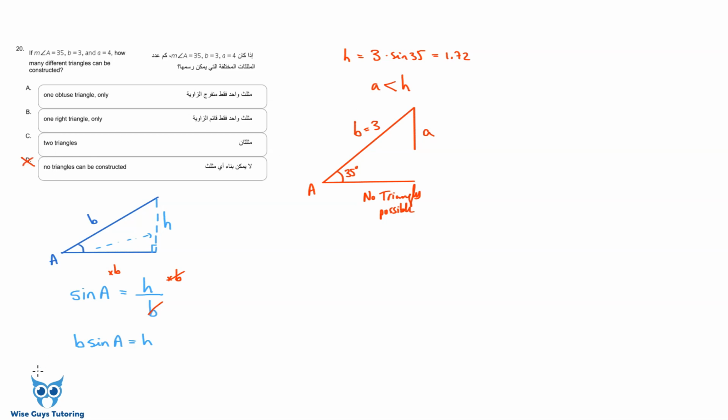Now let's go on to the second case. In this case, again, I'll put B here, and the angle A is here. That one is 35 degrees, and that one is equal to 3. And this side would be A. As you can see, this is a right angle triangle if A is equal to H. Again, we already know that H is 1.72, so we know that A being 4 for our case is not equal to H. Therefore, we do not have a right angle triangle. So B is also gone. Okay, so for this case, when A equals H, you get this one right angle triangle.